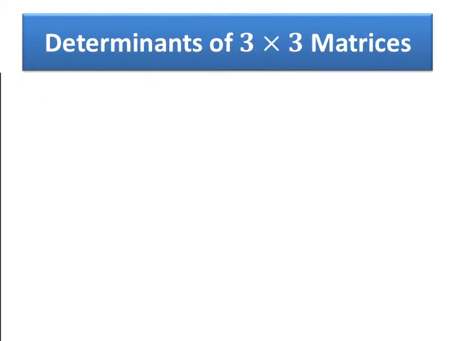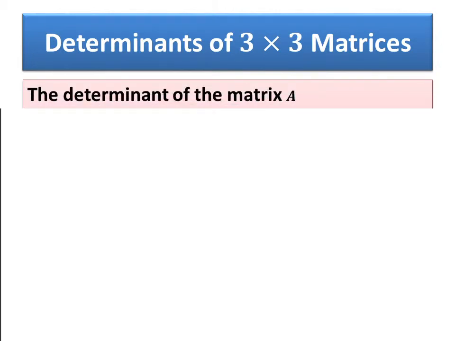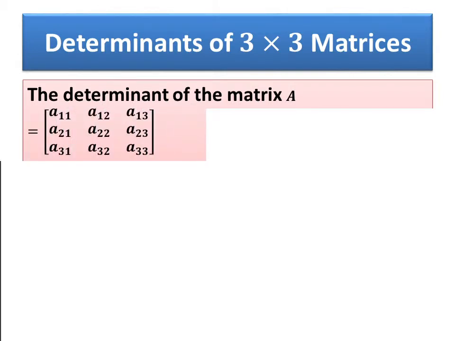Now, we present determinants of 3 by 3 matrices. Suppose we have the matrix A, which is in front of us, a 3 by 3 matrix. And we have the 9 elements of this matrix written row by row: A11, A12, A13. Second row, A21, A22, A23. Third row, A31, A32, A33.